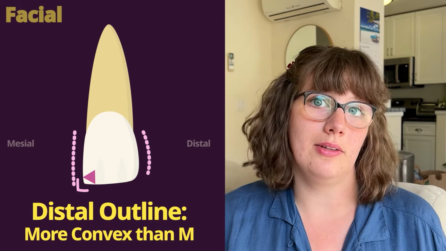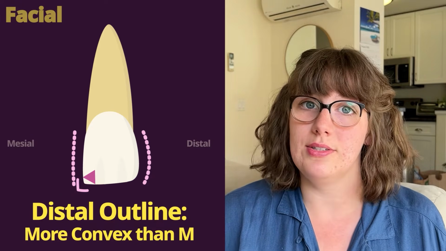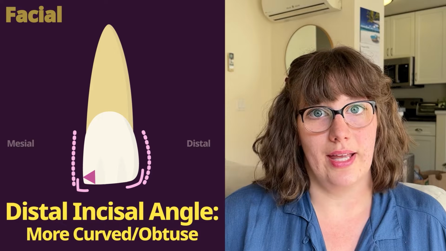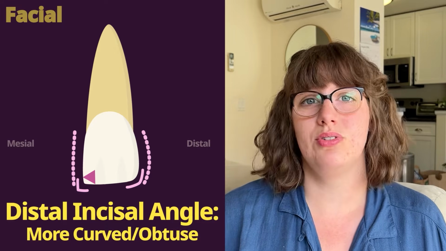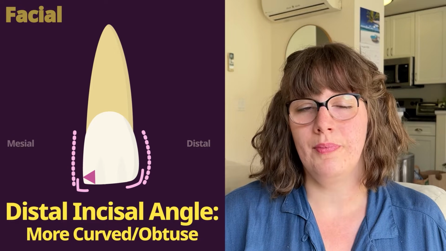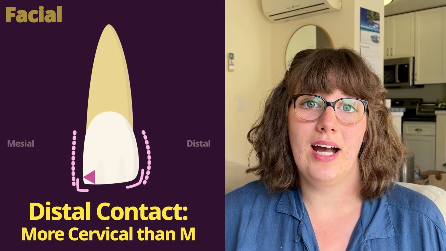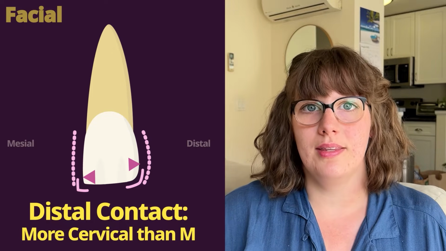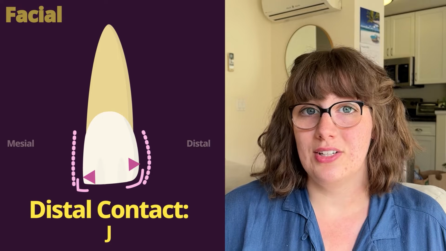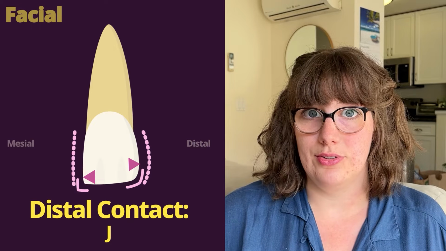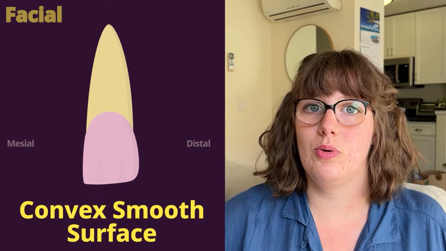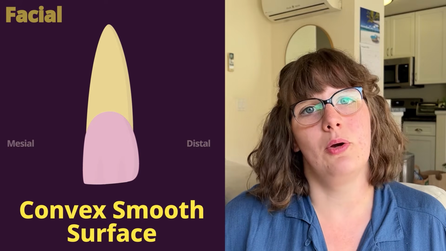The distal outline is more convex than the mesial. The distal incisal angle is more curved and more obtuse than the mesial incisal angle. The distal contact or height of contour is more cervical than the mesial, being located at the junction of the middle and incisal thirds. The labial surface of this tooth is convex, though some can be quite flat in the mesial and incisal thirds.